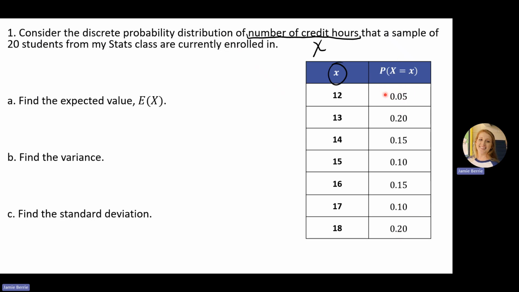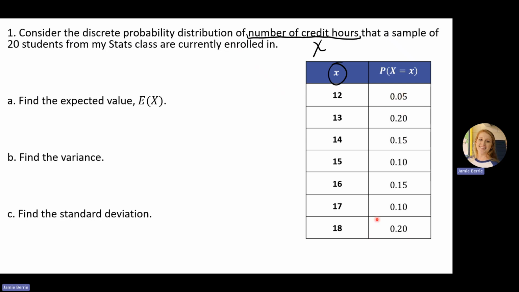So there was a 5% chance that students were taking 12 credit hours. There was a 20% chance that they were taking 13 credit hours, 15% chance that they were taking 14 credit hours, and so on, all the way up to a 20% chance that they were taking 18 credit hours.